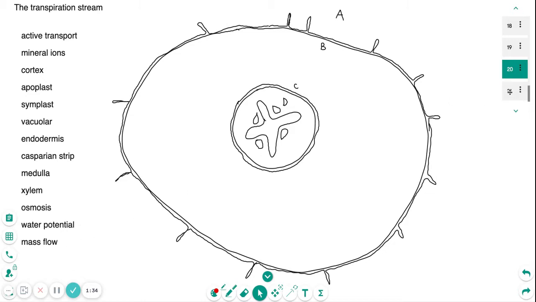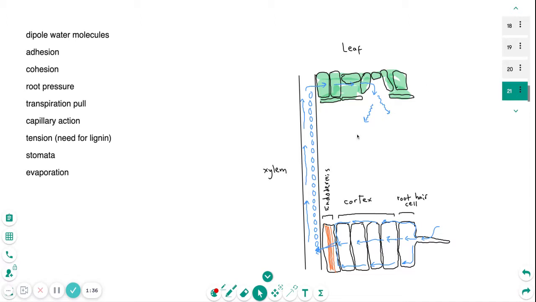And then once we've gone beyond the roots, we have to talk about how water is getting from the roots, how it's moving up the xylem, into the leaf, and then out of the stomata, and how this is creating a pull effect, which we call transpiration. So we have to talk about the properties of water and how they're dipole. And because of their dipole properties, we get adhesion and cohesion occurring.